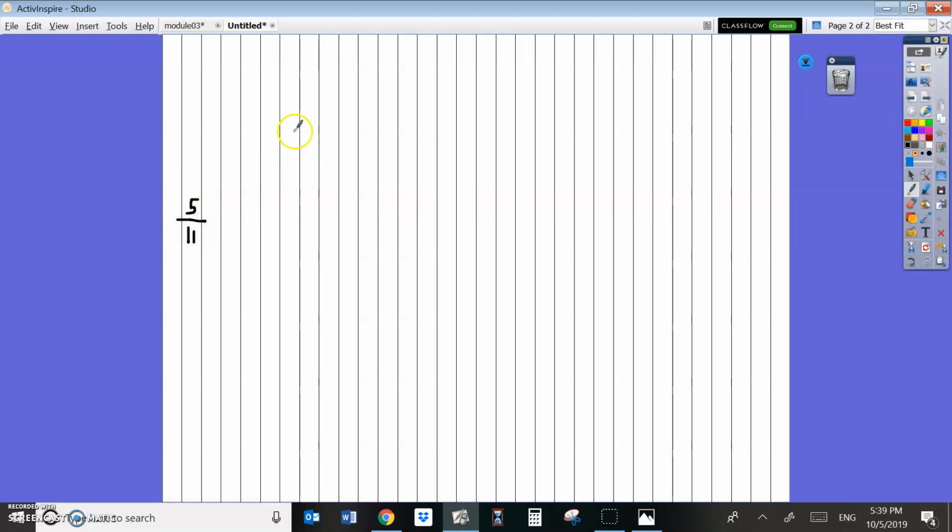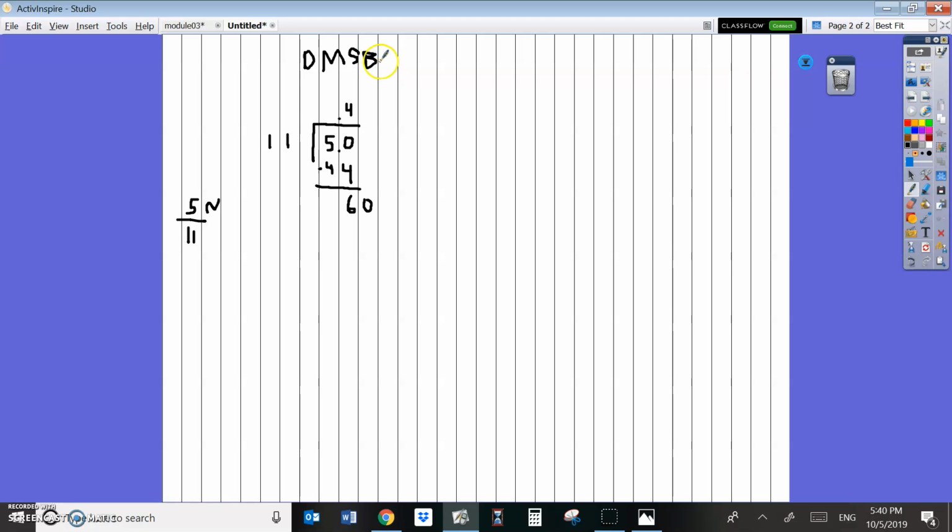So 5, remember the numerator becomes the dividend. Okay, how many 11s in 50? There's 4. So divide, multiply, subtract, bring down. Multiply 4 times 11 is 44. Subtract and you get 6. Bring down a 0.